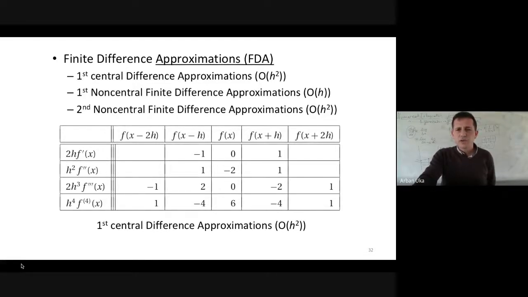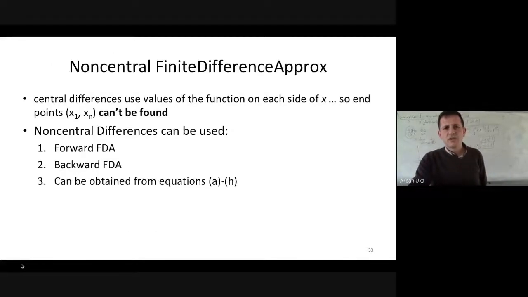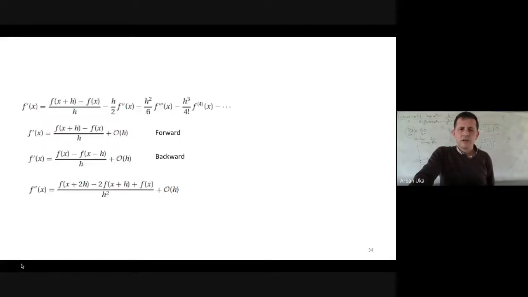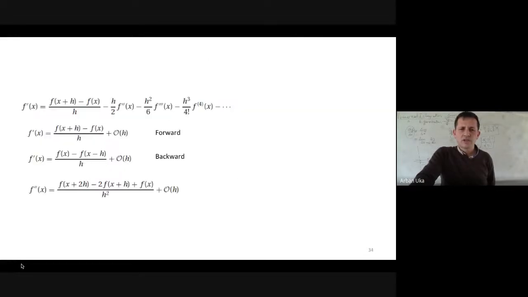Now, the central difference approximation is not very good because we cannot take the derivative at the end points. Because if you need to find the derivative at the end points of a specific function, we need to know the value of the function before that endpoint. Probably we don't have it. For that, we have non-central finite difference approximation. For this, we can use forward FDA and backward FDA, and they can be obtained from the equations for a plus h, or a minus h. So if you take equation a minus equation h, you can get these expressions that are shown here.